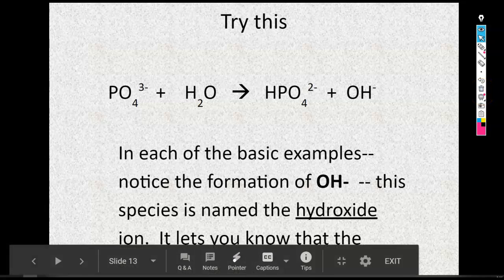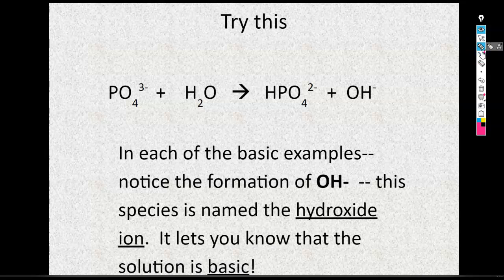All right, in each of the basic examples, please notice the formation of the hydroxide. This species is named, of course, the hydroxide ion. It lets you know that this is actually making a basic solution. So that is what you're seeing here: while we are no longer defining a Bronsted-Lowry base as something that has a hydroxide, when that base is in water, it does produce hydroxide ions, as you can see.